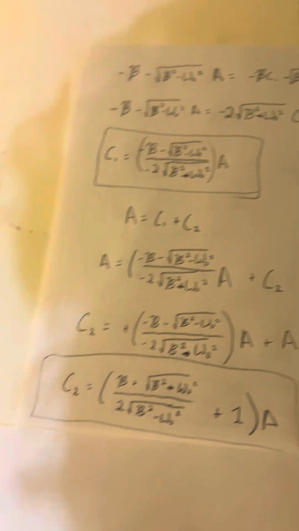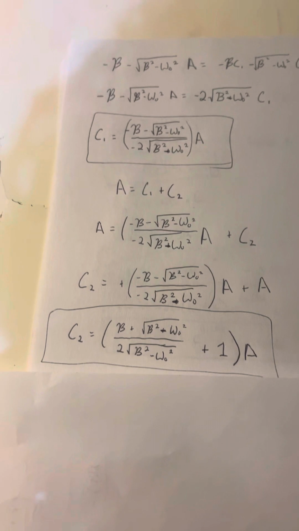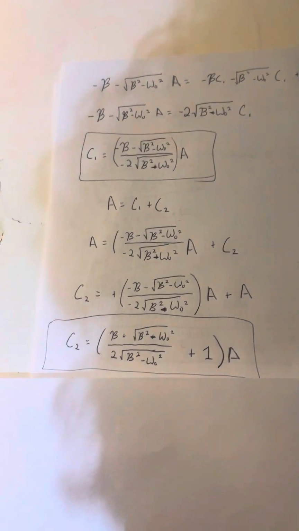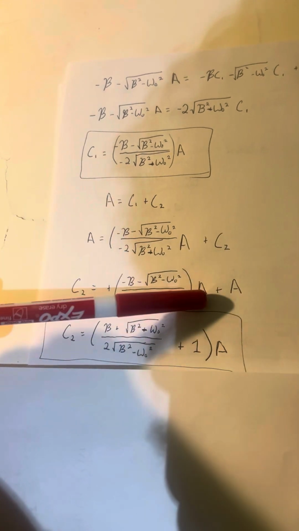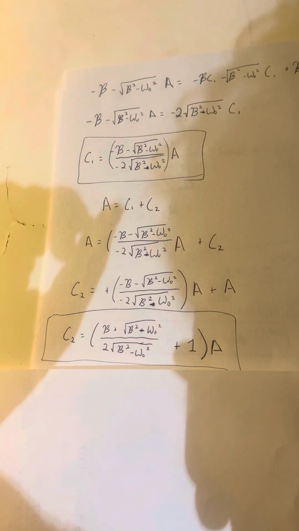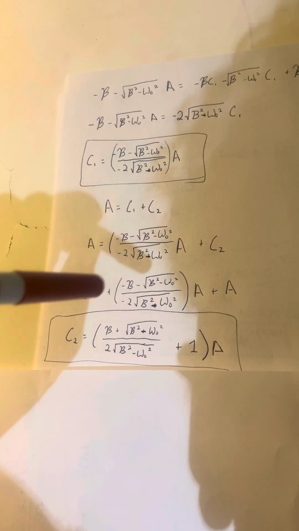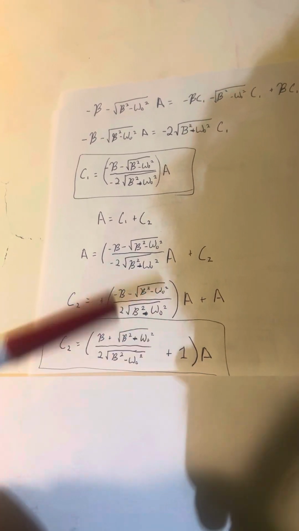Because a is equal to c1 plus c2, I substituted this into c1 and then solved for c2. So c2 came out to be beta plus the square root of beta squared minus omega squared over 2 times the square root of beta squared minus omega squared, plus 1a, because you can factor out the a's of both and you're left with the 1a.